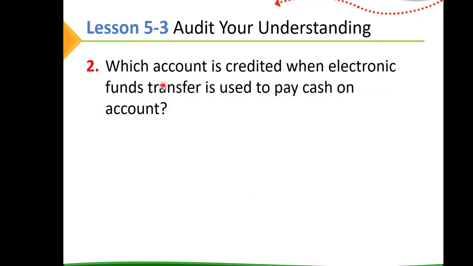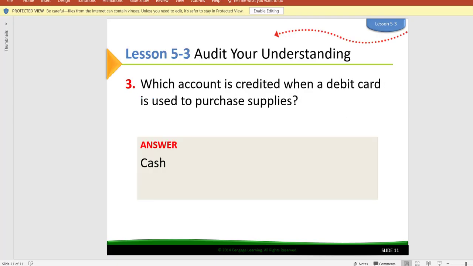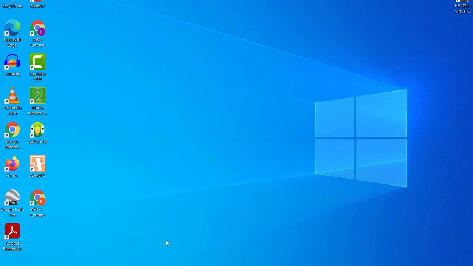So which account is the credit account for electronic funds transfer when used to pay cash on an account? Identify which one is the credit account. Cash was the correct answer. Which account is credited when a debit card is used to purchase supplies? Cash is the correct answer. Let's go ahead and look at doing a few of these transactions on the on-your-own problem.